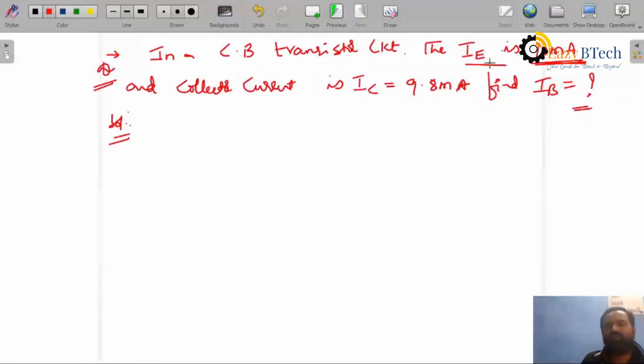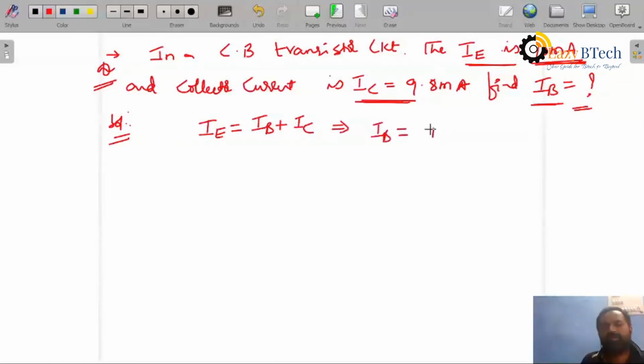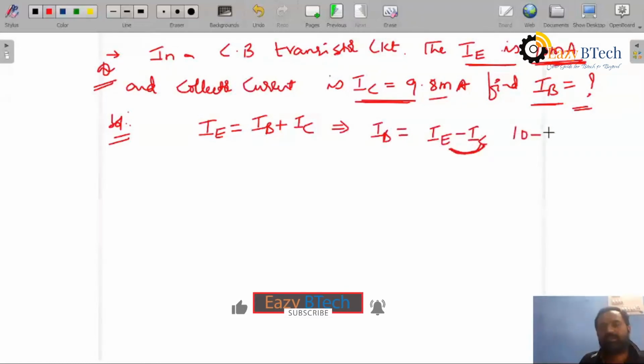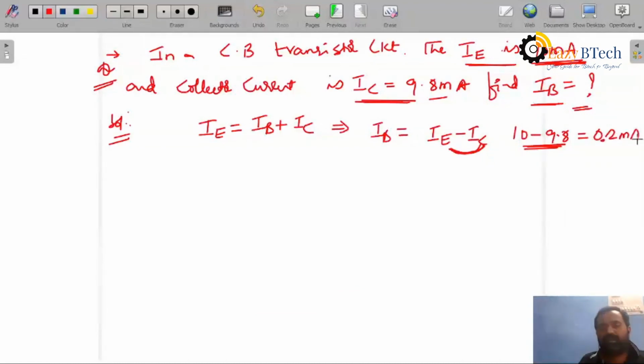Now he has given the value of IE and the value of IC. He is asking the value of IB. What is the formula? IE is equal to IB plus IC. From this we know IB. IB is equal to IE minus IC. Both are in milliampere. Now 10 minus 9.8. Both are in milli, so you will get 0.2 milliamperes. The answer for this is 0.2 milliamperes.